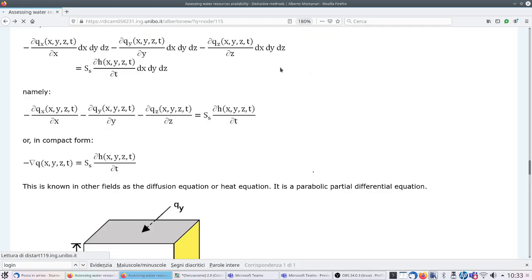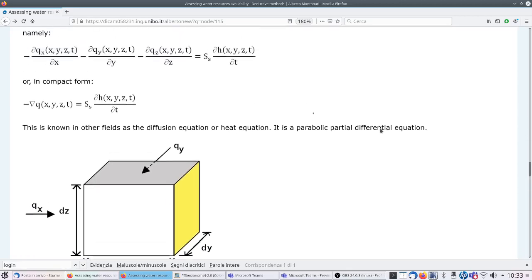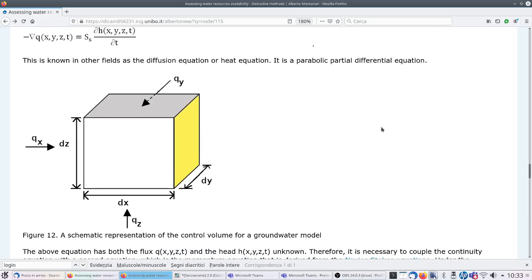Okay, let me go back. The screen is frozen. Not really frozen, it's just very slow.